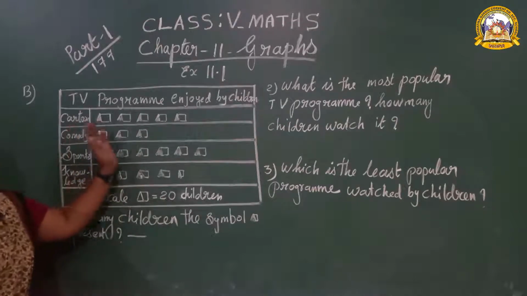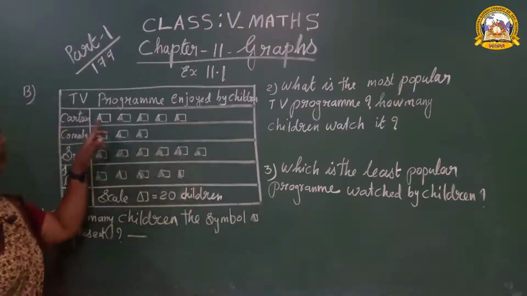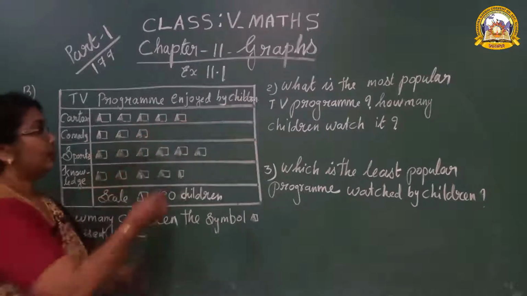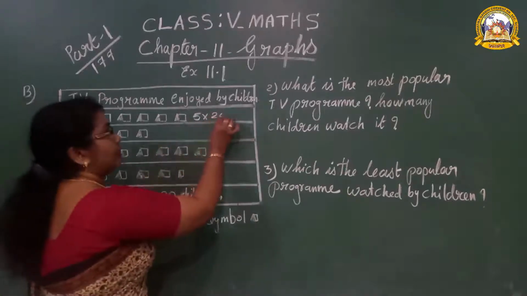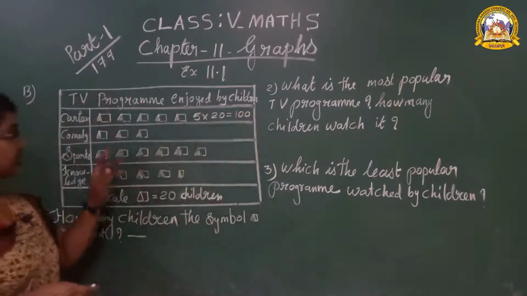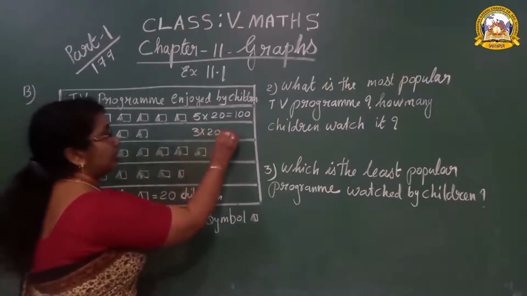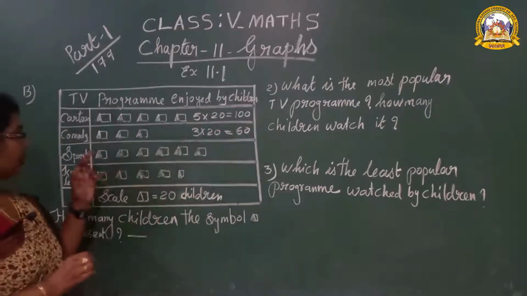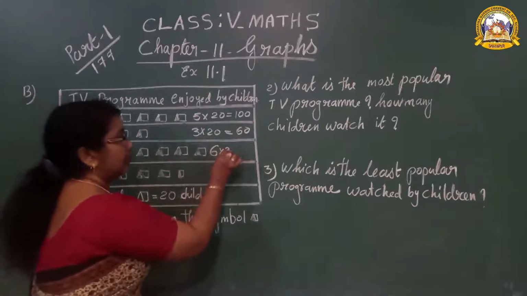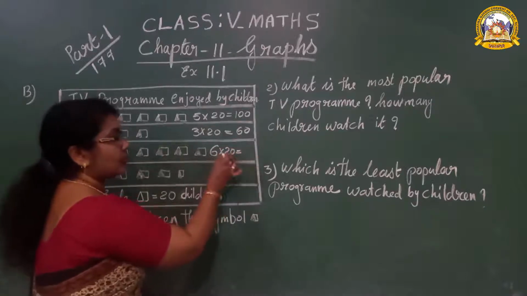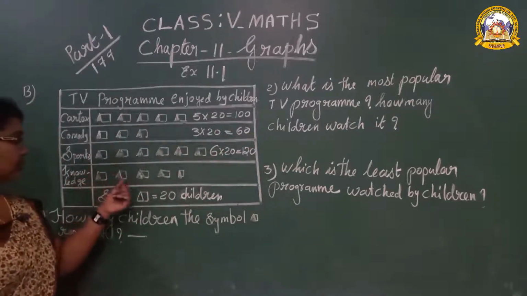20. Now look here. I told you already you have to write down the numbers here, then you can easily write down the answers. First one: 1, 2, 3, 4, 5. So how to find out the number? 5 multiplied by 20. 5 into 20, 100. And see the second one. Comedy: 1, 2, 3. So 3 multiplied by 20 is equal to 60. Now the third one, sports: 1, 2, 3, 4, 5, 6. 6 multiplied by 20. 6 twos are 12. Then you should add the 0. 120.